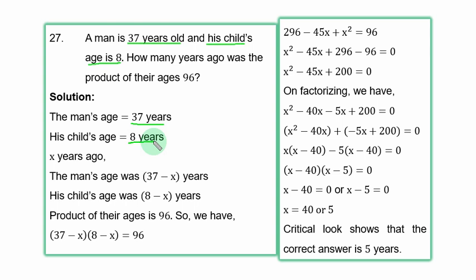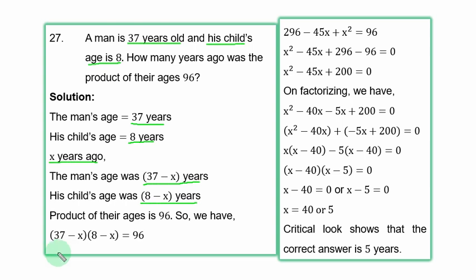That is going into the past. We don't know, so let's assume S years ago. So if somebody's age today is 10, 2 years ago he was 8 years. That is 10 minus 2. So S years ago means the man's age was 37 minus S years, and the child was 8 minus S years as well. And the product of their ages S years ago is 96.